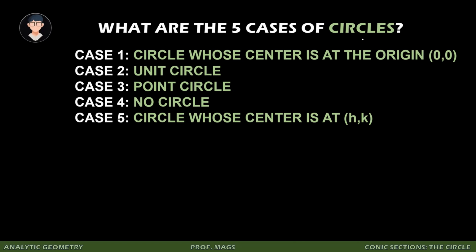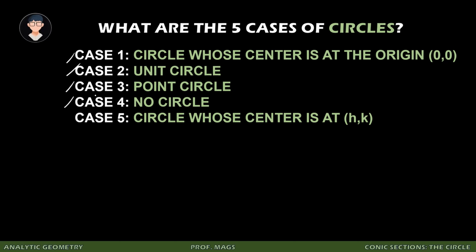So what are the 5 cases of circles? For case number 1, circle whose center is at the origin, 0 and 0. Case number 2, unit circle. Case 2 is applicable also for trigonometry. Okay? Case number 3 naman is the point circle.